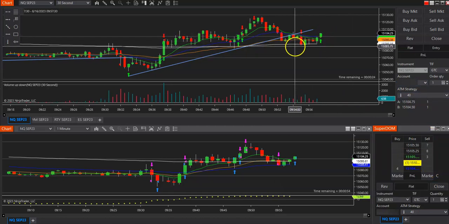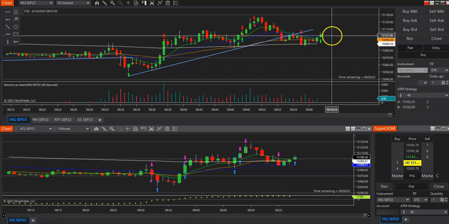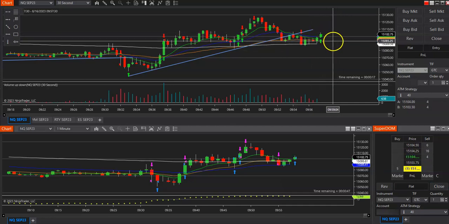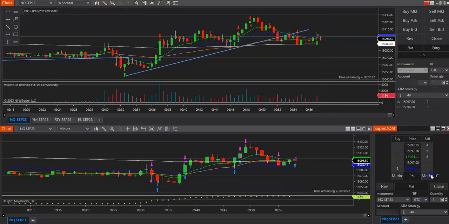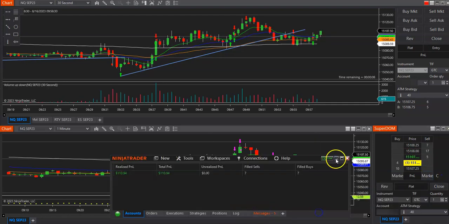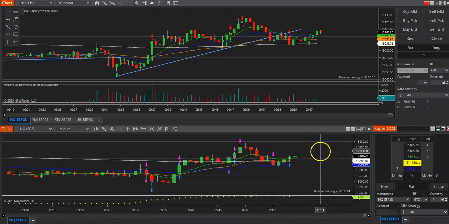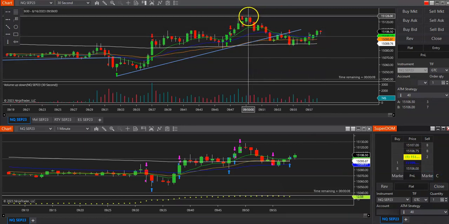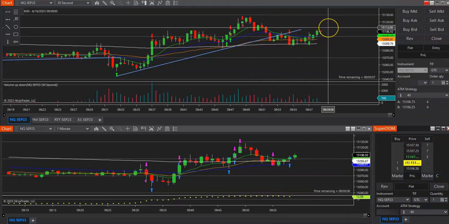Didn't do what I wanted to do. As you can see, it bounced off of that. But another rejection, I might try one more time on that one. Gotta wait for this 1 minute candle to finish up. Now it's popping up, so this is the high. So can we get a higher low and rejection? That's the question.